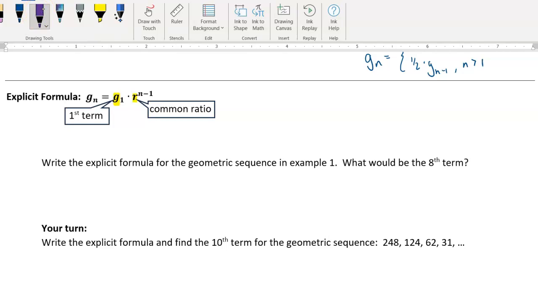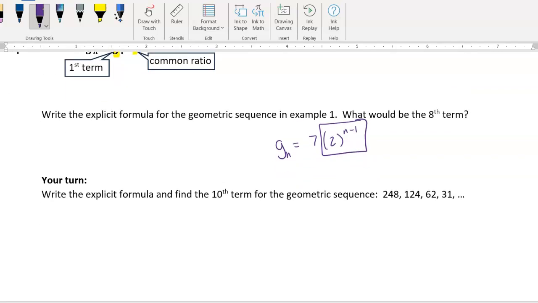So let's write an explicit formula for that sequence in example 1. So if you remember, the first term in example 1 was 7, and our common ratio was 2. So we'd have to the n minus 1 power. By the way, that n minus 1 power only applies to the 2. It doesn't apply to the 7. So do not try to simplify this. Do not write this down as 14 to the n minus 1 power. The reason why is because order of operations tells us we can't multiply until we've taken care of exponents. And since I can't do anything with this exponent, since it's just an n, we would leave it as 7 times 2 to the n minus 1 power.